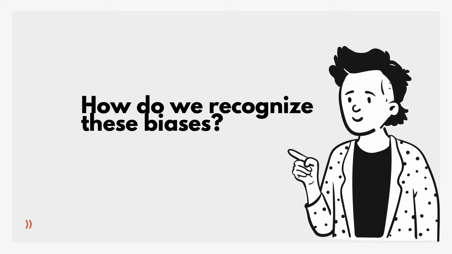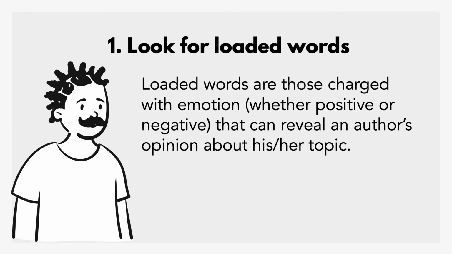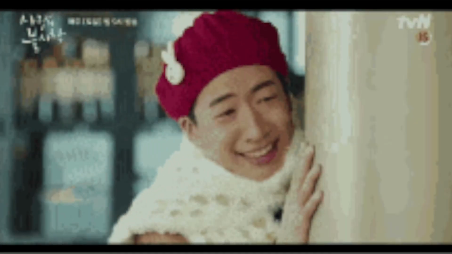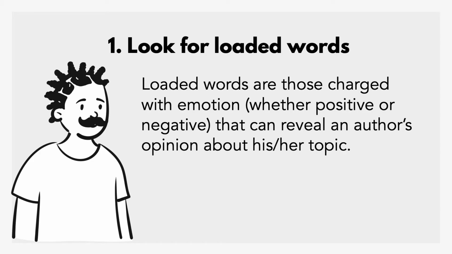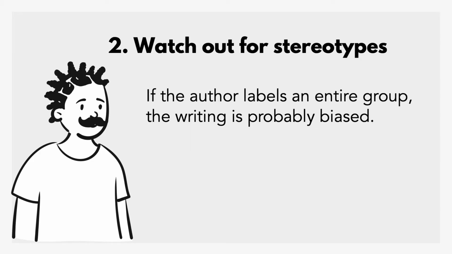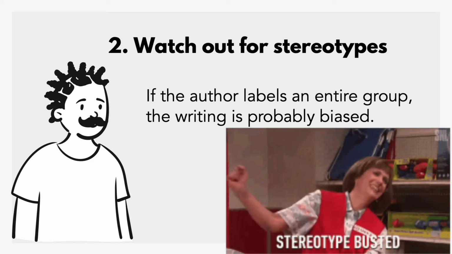How do we recognize these biases? First, look for loaded words. Loaded words are those charged with emotion, whether positive or negative, that can reveal an author's opinion about his or her topic. Second, watch out for stereotypes. If the author labels an entire group, the writing is probably biased.